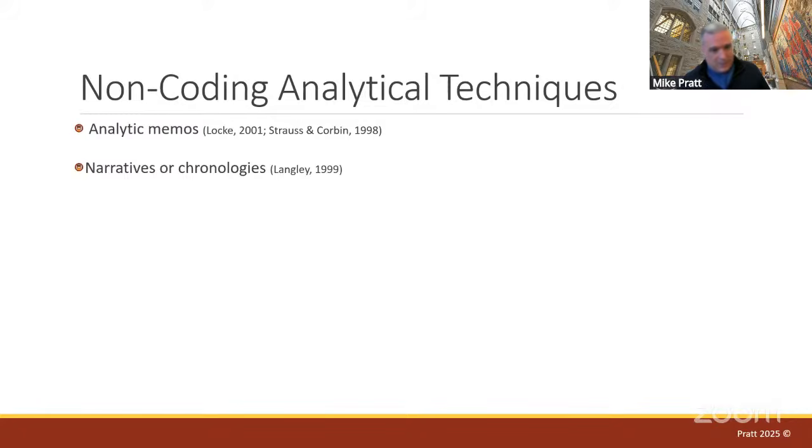Anne Langley talks about chronologies in particular. So one way to analyze your data is to come up with a timeline. I find archival research tends to be best for timelines because you're not getting the retrospective bias, but it's helpful to get a more holistic sense of the data. Some people look at narratives. They will construct narratives as a way to think about what stories are being told.